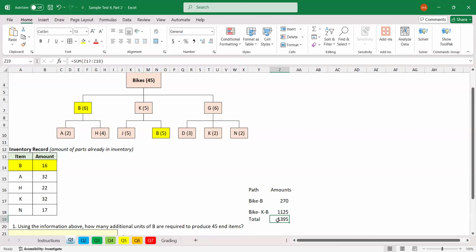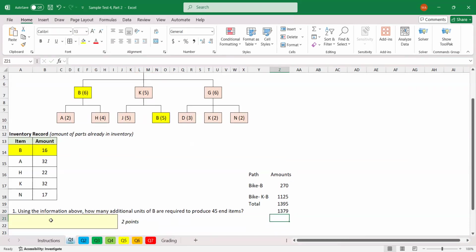But remember, we have 16 already in the warehouse. So to answer this question, you must subtract the 16. We have 1395 needed, but we already have 16. So the actual amount that answers this question is that we need 1379 parts of B. Always remember if you have something in the warehouse already, then subtract that to get your final response.